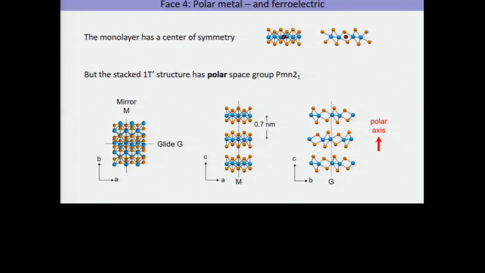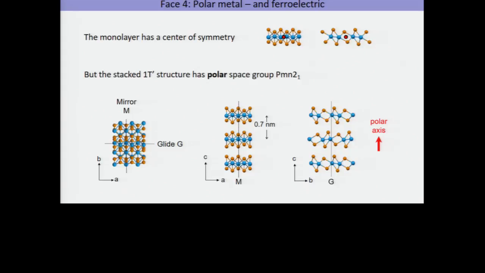Okay. Polar metals are supposed to be very rare. In fact, there was a Nature paper 2 years ago on osmium oxide claiming this is the first ever polar metal. But that's just not true as far as I can tell. WTe2, it's a polar metal. It has a polar space group if you just look it up.